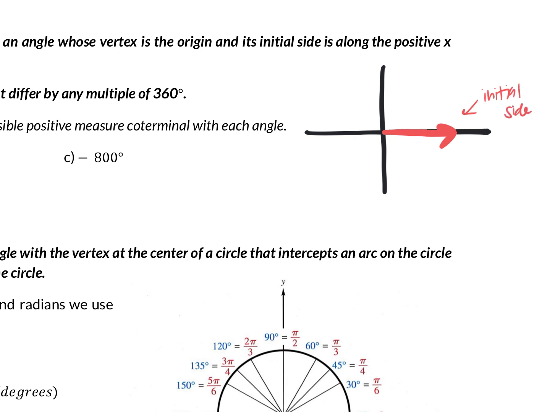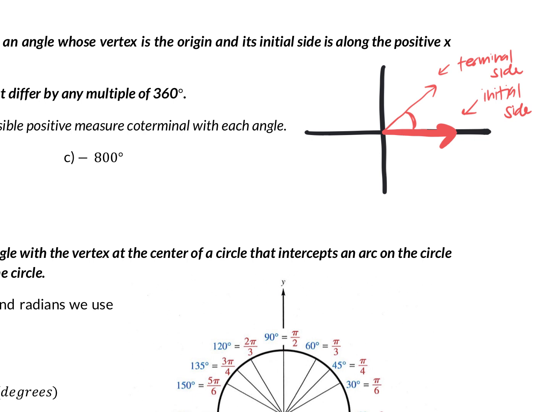And then where we end is what we call our terminal side. So like, let's say we ended right here, okay? This would be my terminal side, okay? And then the obvious angle would be in between those two. Just some other kind of vocabulary about a coordinate plane.